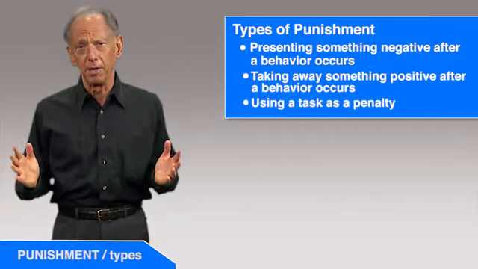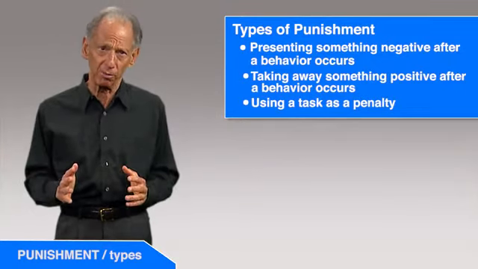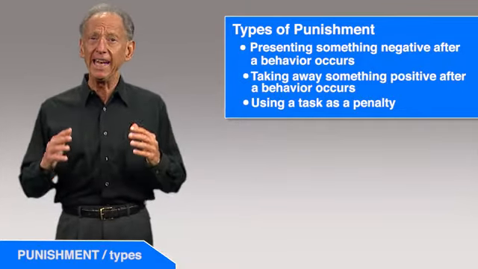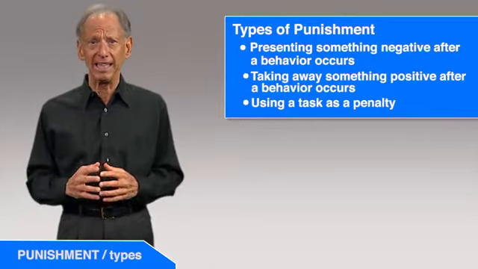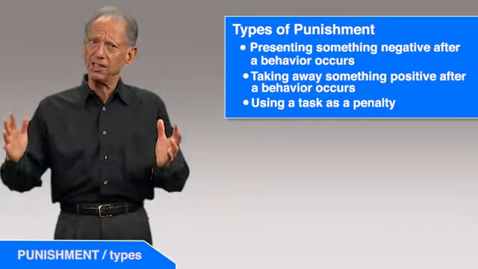The third type is requiring some effort or some task that has to be performed. This usually consists of using a chore or cleaning up something as a penalty. An example would be if a child breaks something, he would have to clean up the mess as the penalty or work on some other chore.